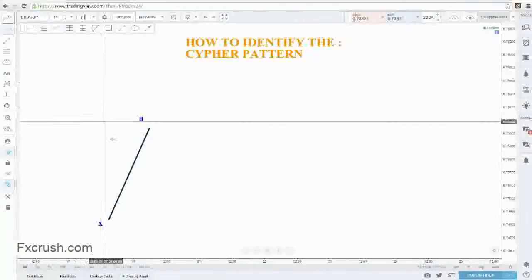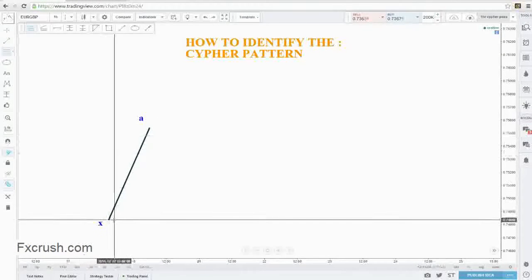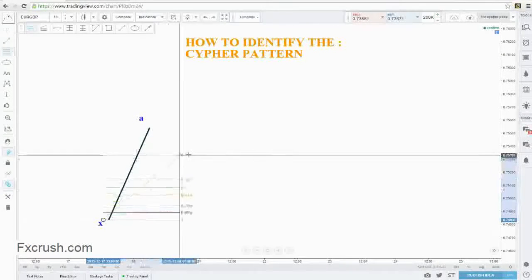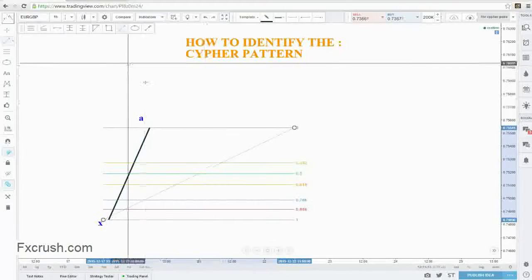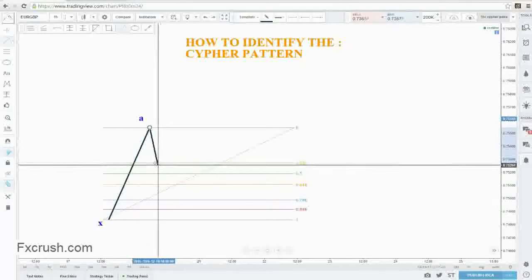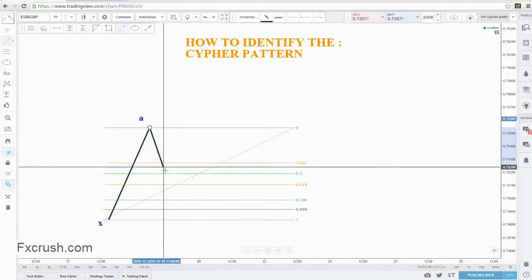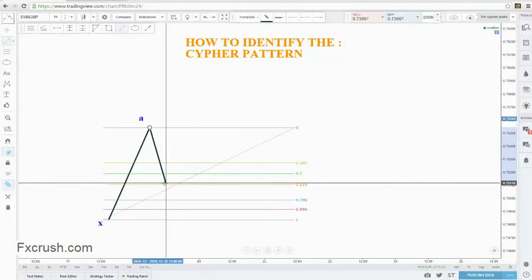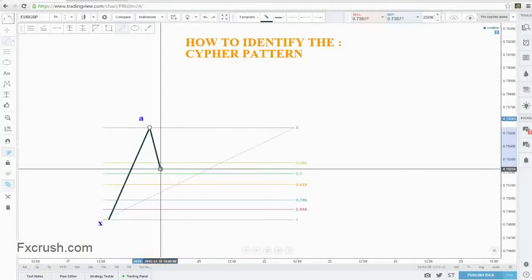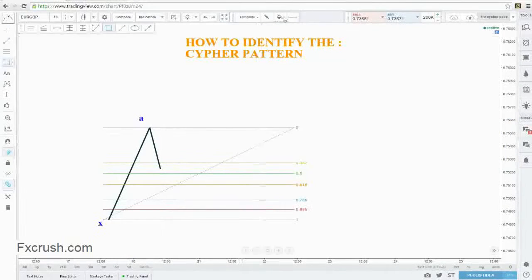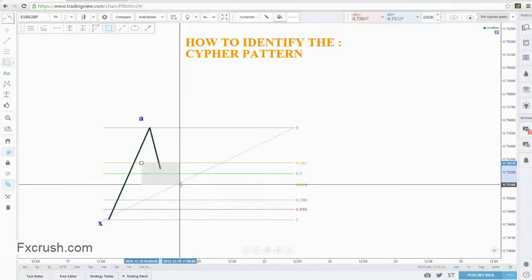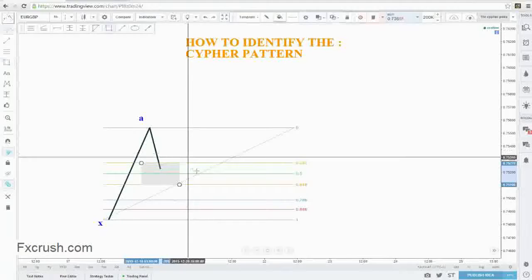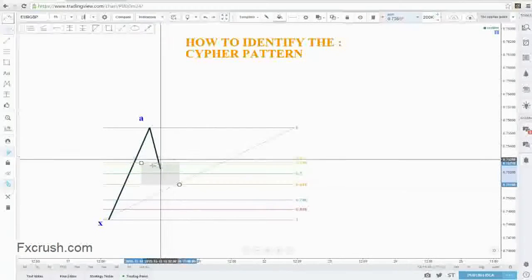And the first rule of the cipher pattern is a retracement from X up to A. And this retracement has to come down and touch the 382, but cannot close below the 618. So we have a little zone right in here where the market can terminate, between the 382 and the 618.